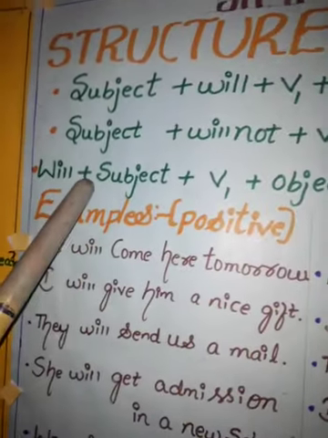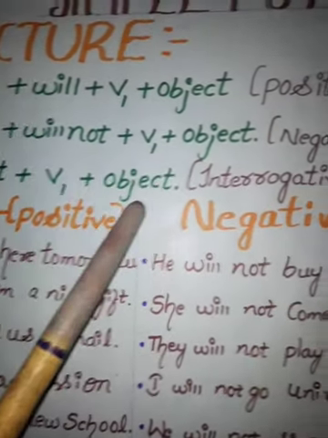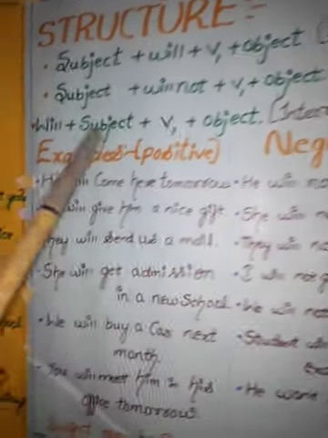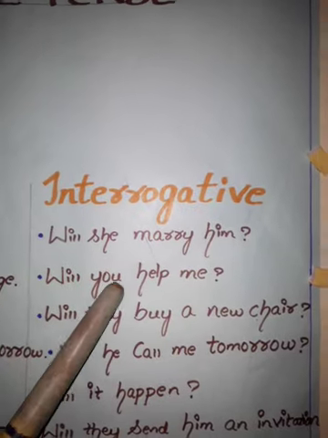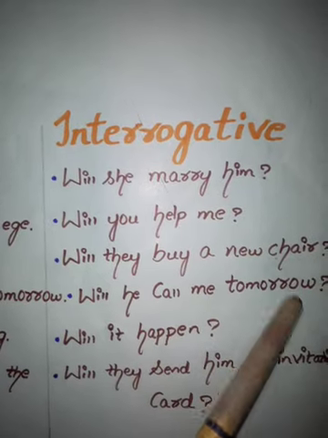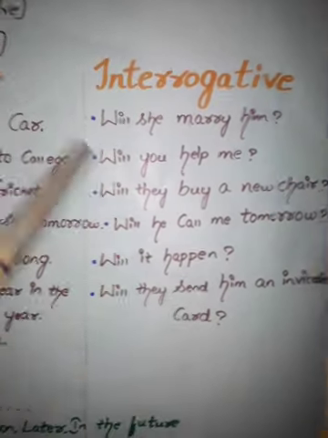Now coming to the interrogative sentence. The structure for an interrogative sentence is will plus subject plus V1 plus object, where subject may be I, we, you, he, she, it, they, and V1 is the base form of the verb. Examples. Will she marry him? Will you help me? Will they buy a new car? Will he call me tomorrow? Will it happen? Will they send him an invitation card? So these are all the examples for an interrogative sentence in simple future tense.